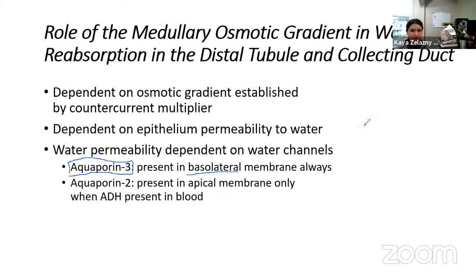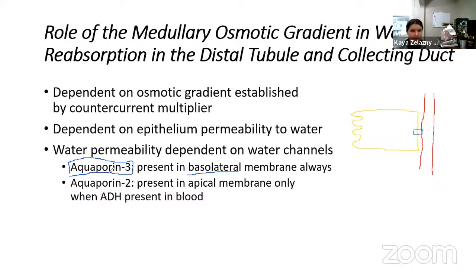So if we have our cell, drawing an apical membrane, I'm just going to draw some microvilli to indicate that to you. Not every cell has microvilli, but it makes it identifiable. Basolateral membrane is the one that's right next to blood flow. Okay. So here's our blood flow. Aquaporin 3 is always going to be present here in the basolateral membrane.